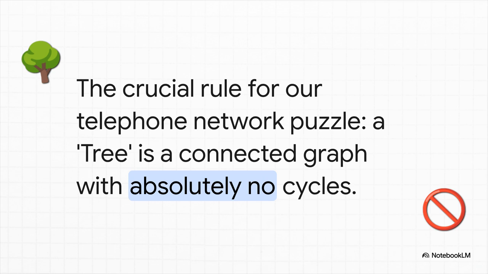See, to solve that telephone puzzle, we need a special kind of graph we call a tree. A tree connects everything, but it follows one super important rule. There are absolutely no cycles, no loops. Because a cycle would mean you've got a redundant, unnecessary connection, and we're trying to save money here.